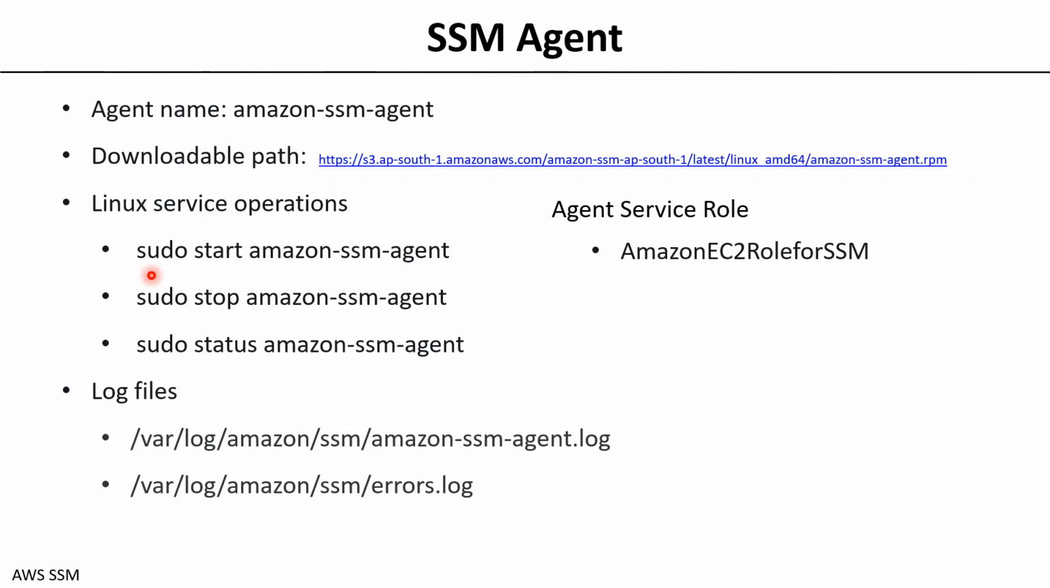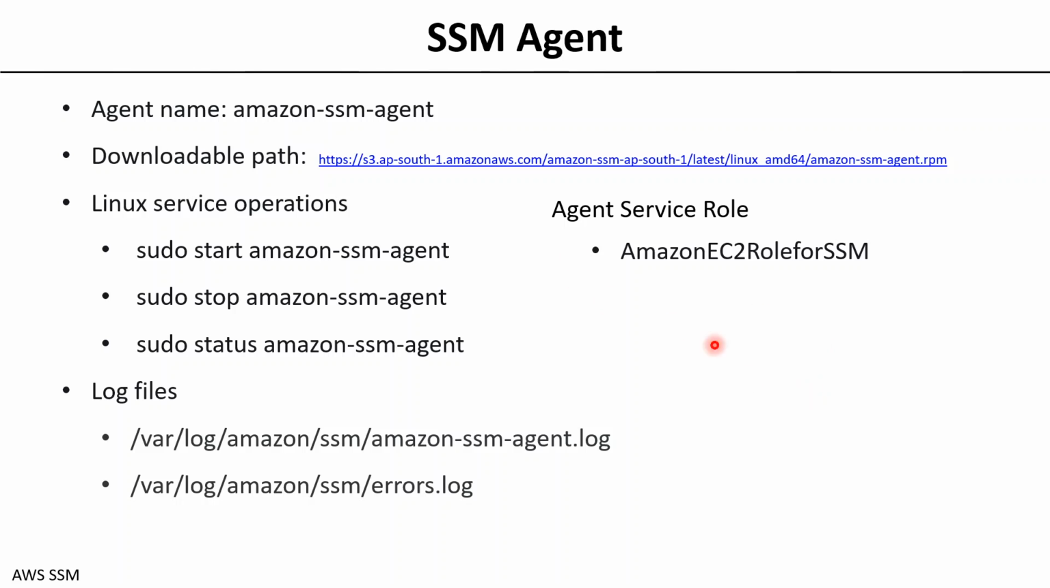For Linux service operations, you can start the service, stop the service, and check the status, and the name of the agent is Amazon SSM agent. It maintains the log files in the var folder of the Linux machines. Then the agent service role is Amazon EC2 Role for SSM.